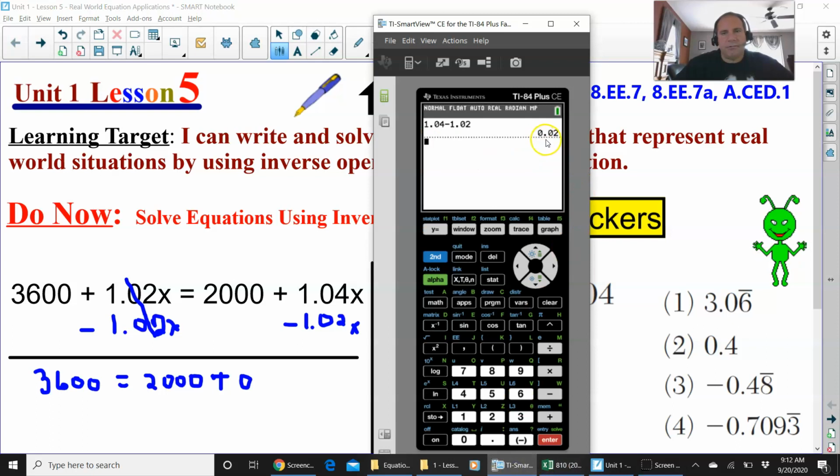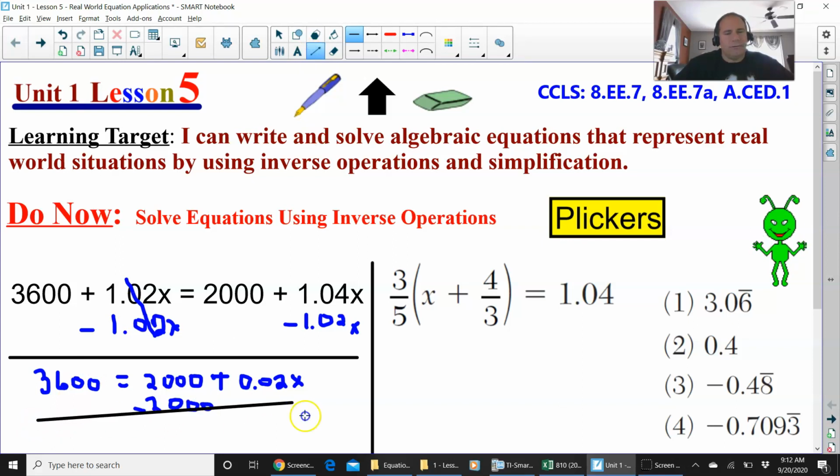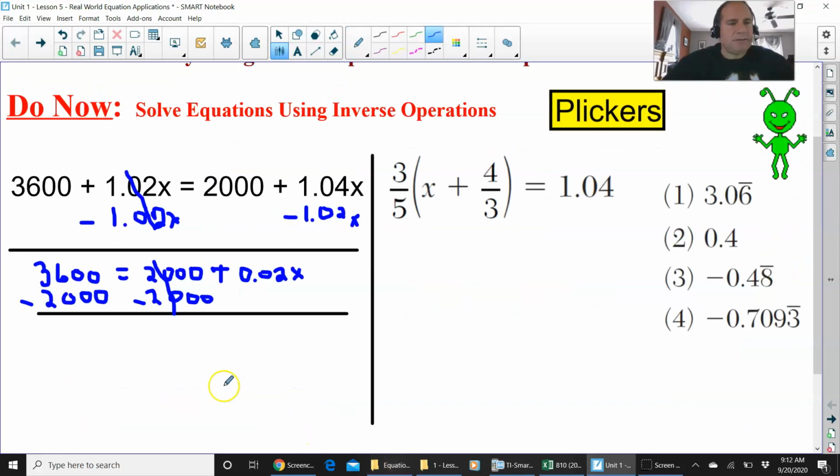Remember, 0.02x. What is the next step? Well, this x is right here. Now they're together. We need to get this 2,000 over to the 3,600, because again, we have to use inverse operations to try to get that x alone. All right, so we have 3,600 minus 2,000. That is 1,600.